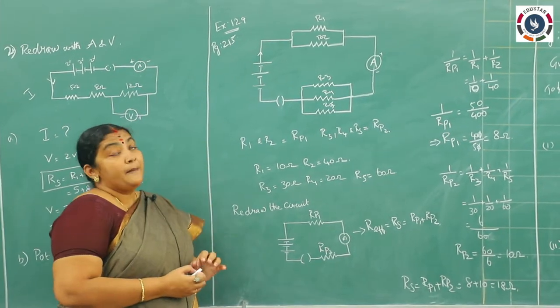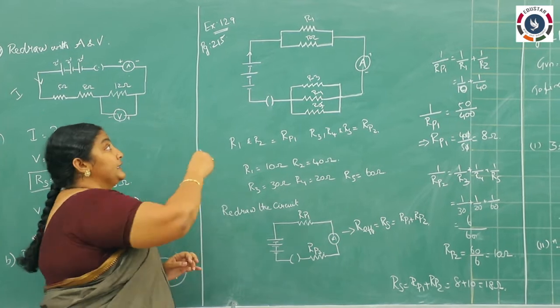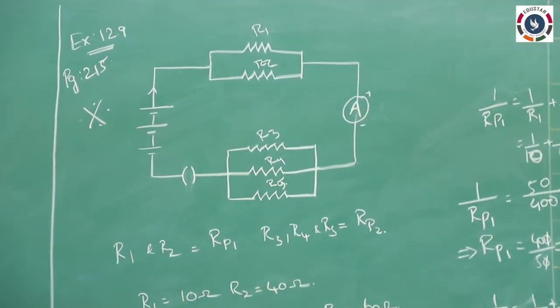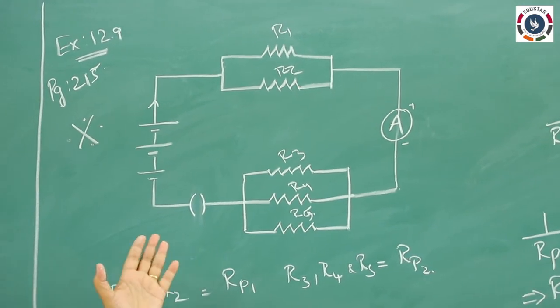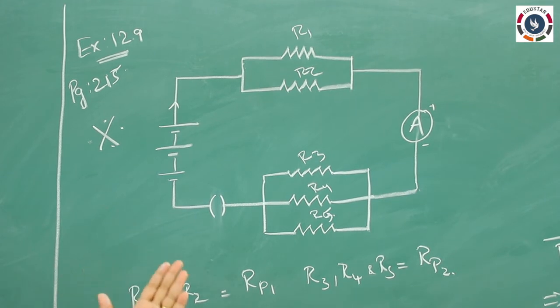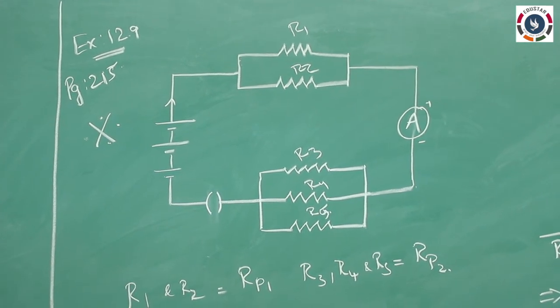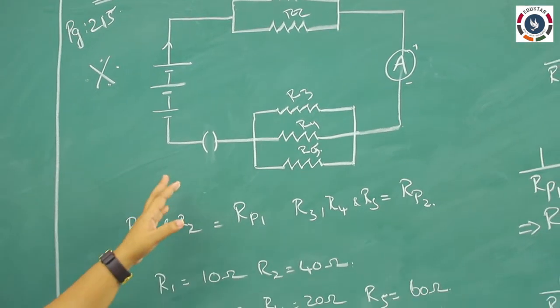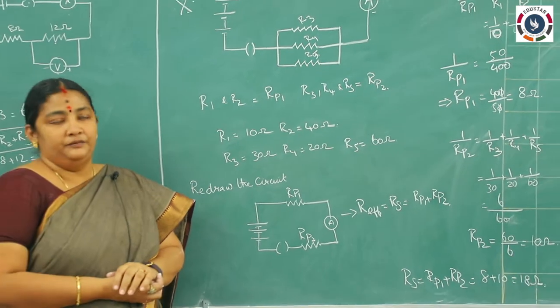It is example 12.9 and it is a very important type of problem. This is a very simple type of circuit. What I am discussing today is a simple type of circuit. This combination of resistors will be repeatedly asked in our board exam. So from the exam point of view, it is a very important question for us.